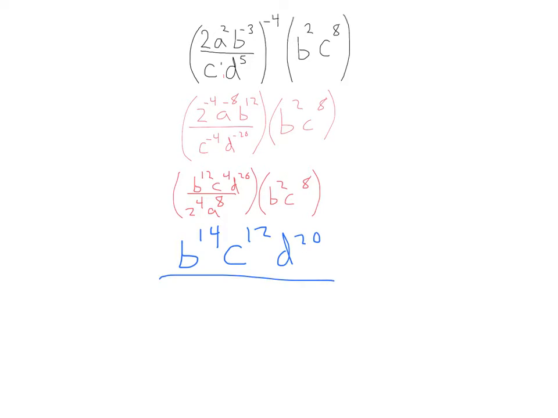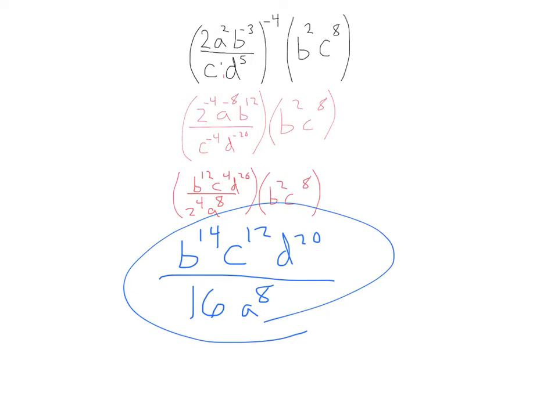Down here I have 2 to the 4th power, that's going to be 2, 4, 8, 16, so I'll put a 16 down there. And my a to the 8th is also going to stay by itself, so that stays the same. And we are golden.